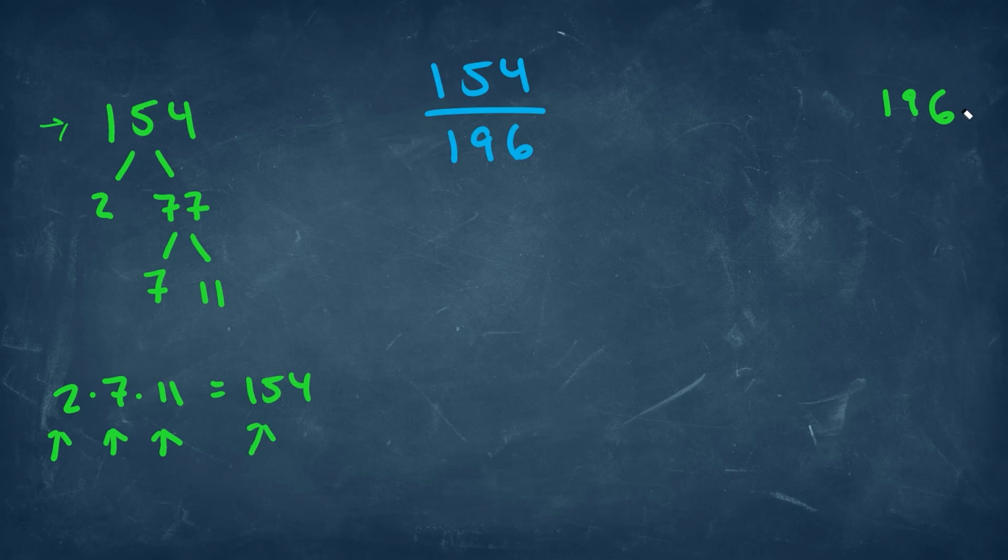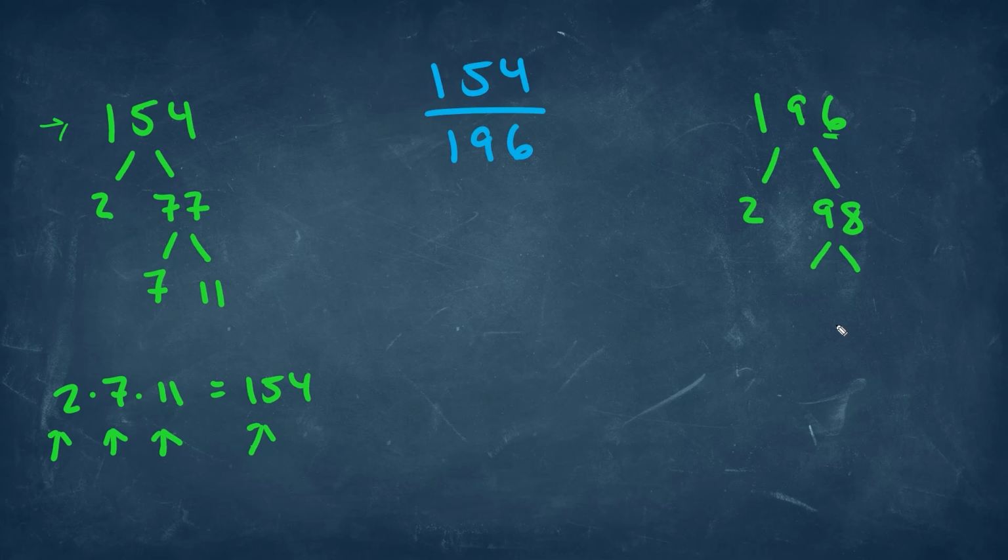Now let's do this to the 196. We're going to move this 196 over a little bit so we can have room on both sides for when we factor this out. Well, we know since it's an even number, it would be 2 times something, and if we do the math, it would be 98. 2 is a prime number, so we don't need to factor that anymore.